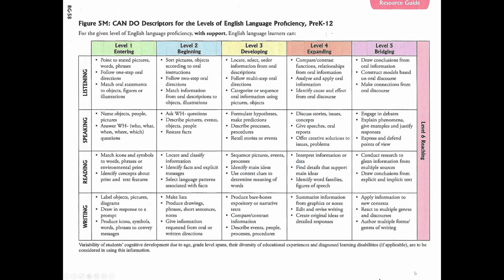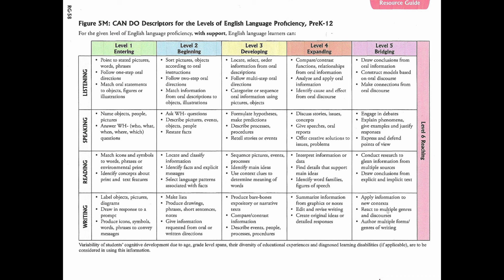Looking at the can-do descriptors, we can see that for English language learners, depending on their English proficiency levels, you can expect them to do the following. For example, for a level 2 beginning student, if we look at the listening domain, this student will be able to sort pictures, objects according to oral instructions. They'll be able to follow 2-step oral directions, match information from oral descriptions to objects and illustrations.